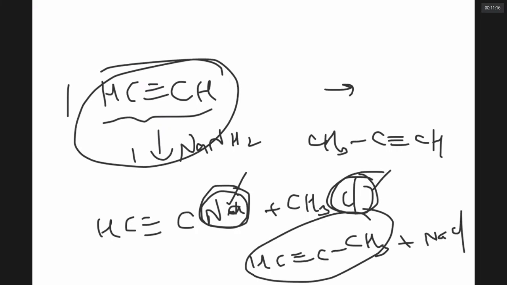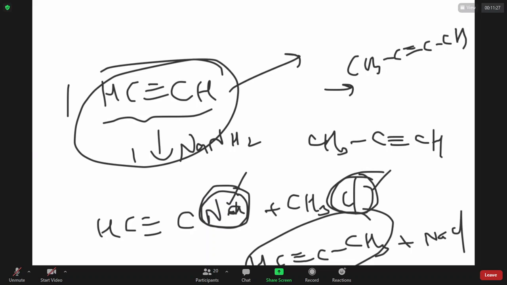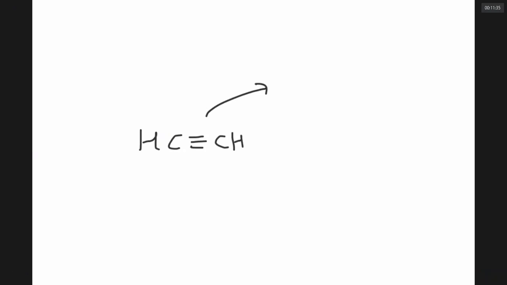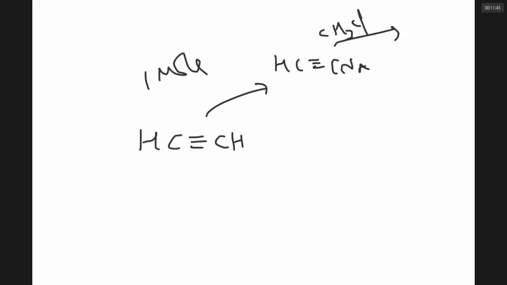Suppose I want you to convert into 2-butyne, what will you do? This is what I want. I will write again. This compound is ethyne. Here I react with only 1 mole of sodamide, I will be getting HC≡CNa. Here I react it with methyl chloride. What is this? 1-butyne, 1-propyne.